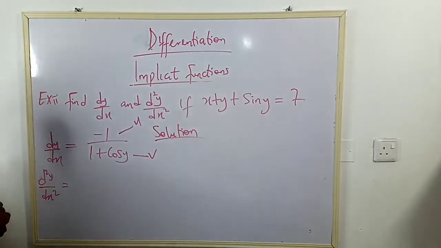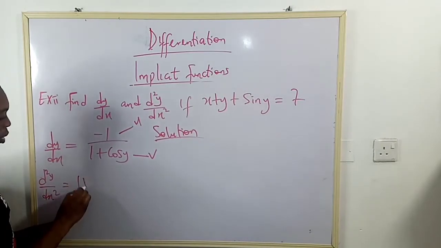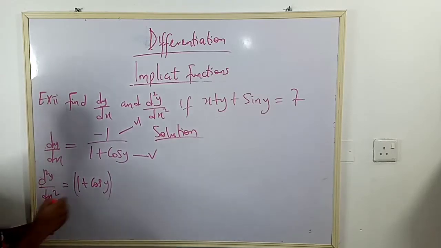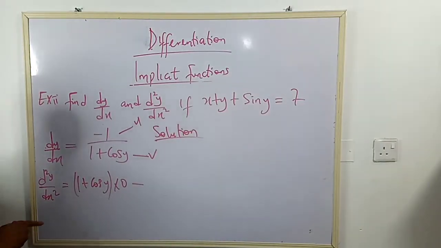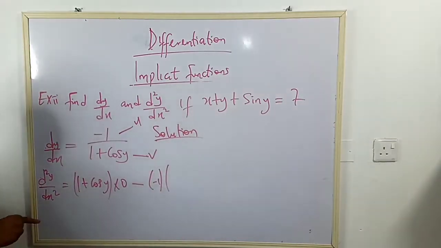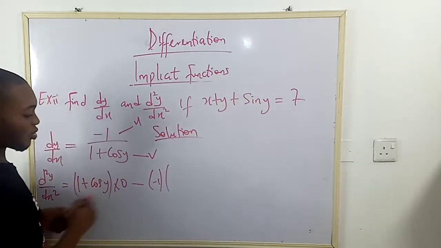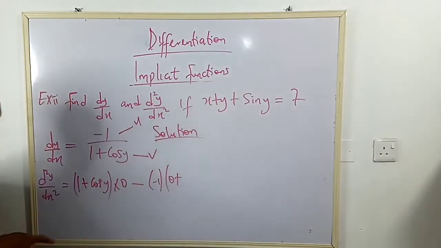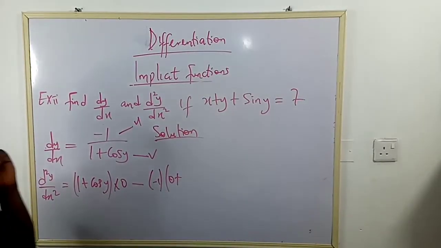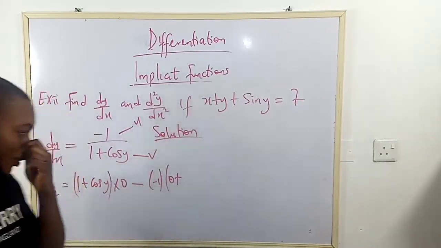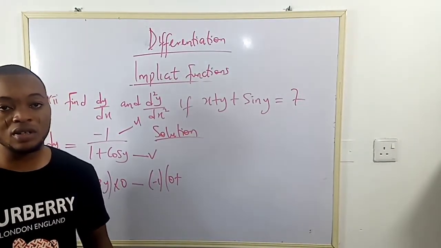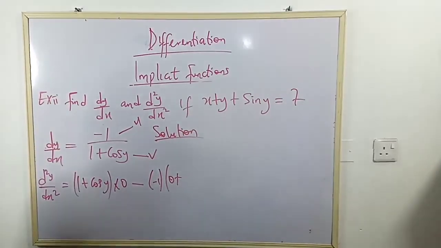So that means we say v, 1 plus cos y, times du/dx, the derivative of minus 1, which is 0, minus u, which is minus 1, times dv/dx. So we differentiate this. The derivative of 1 is 0, plus the derivative of cos y. Remember, we are still differentiating implicit functions. The derivative of cos is minus sine. First you differentiate with respect to y, then you differentiate y with respect to x, and multiply both together.